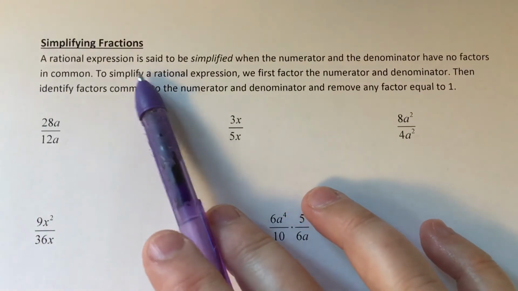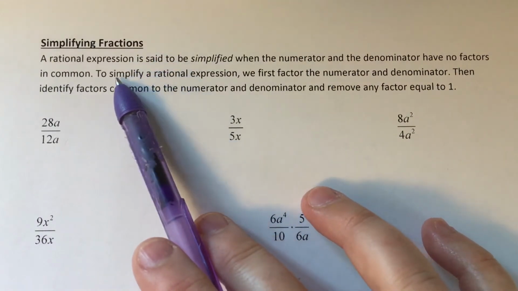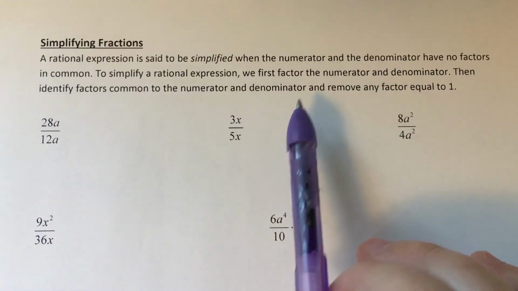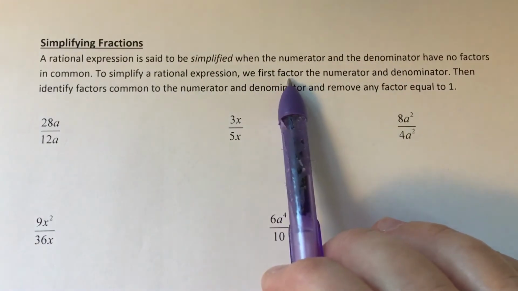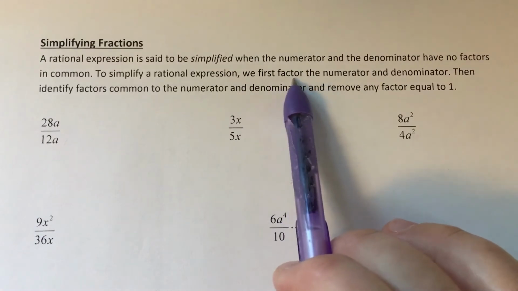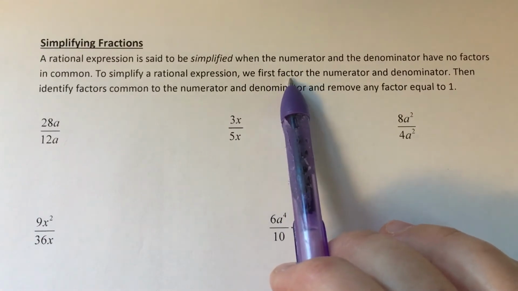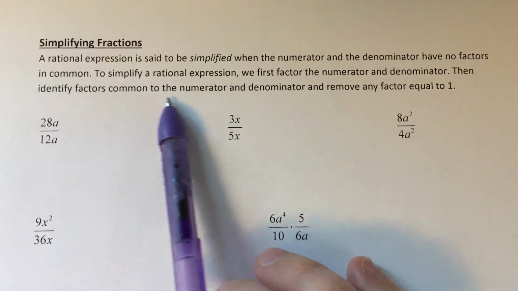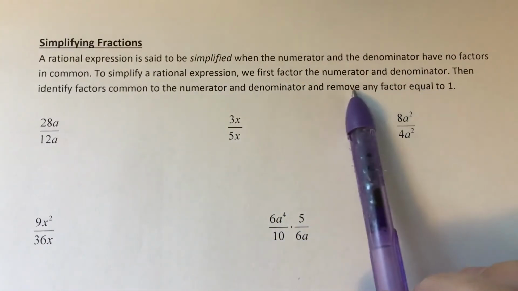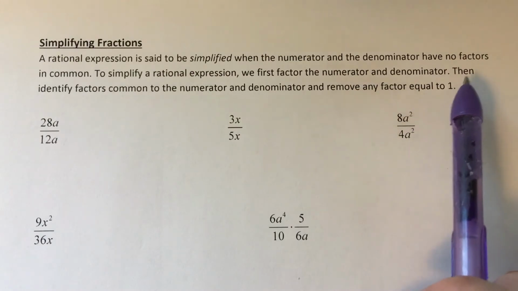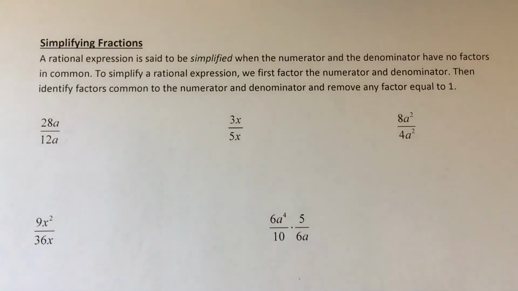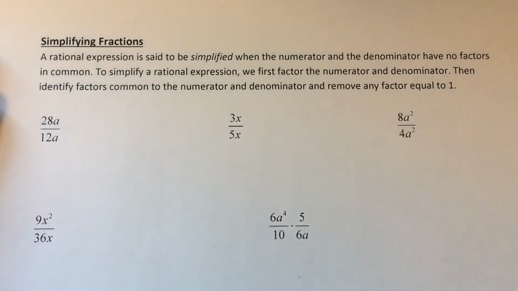So we're looking for pieces that can cancel from both the numerator and the denominator. First you need to view it as factored, which means written as multiplication in the top and the bottom of the fraction, and then look for factors that are common and remove any factor equal to 1, meaning if it matches in the top and the bottom. So let's just do some examples and see how this fits into what we already know.